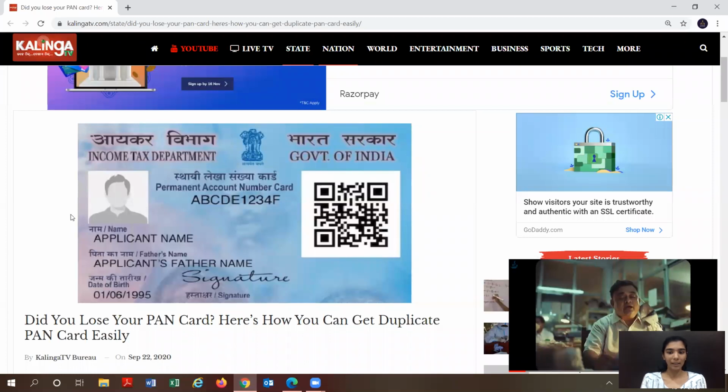What does a PAN card look like? It looks something like this. It's a blue color card. It has a photograph and a 10-digit alphanumeric number, which is your PAN number. It has the applicant's name, applicant's father's name, date of birth, and specimen signature. It is issued to every taxpayer. It is mandatory to obtain such a PAN card.